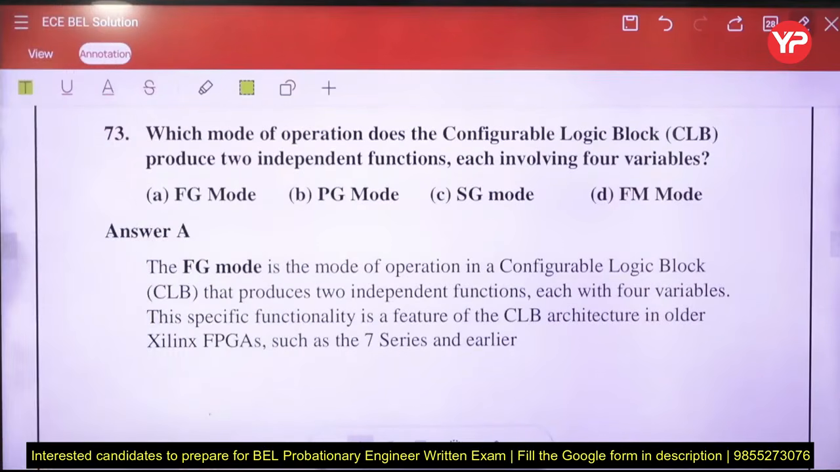Which mode of operation does the configurable logic block produce two independent functions, each involving four variables? That is FG mode, right? This is called FG mode.